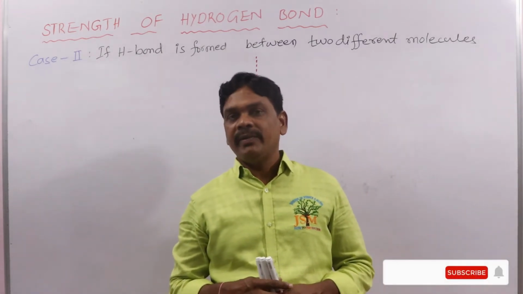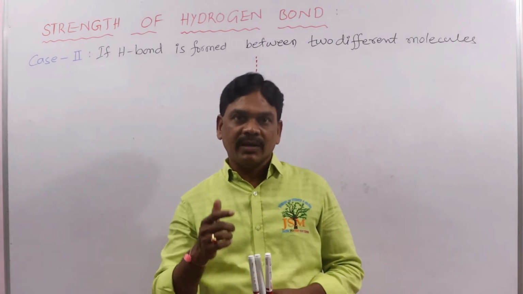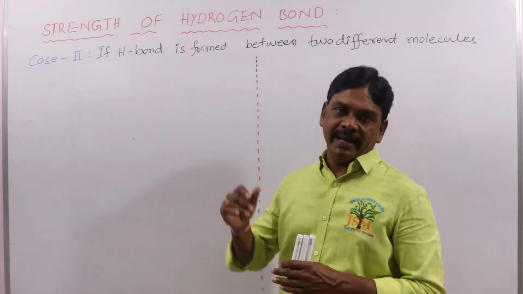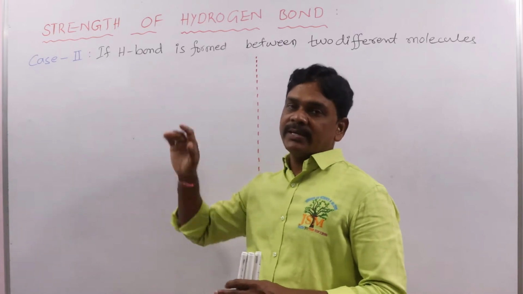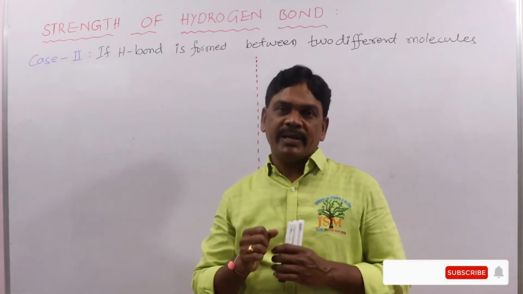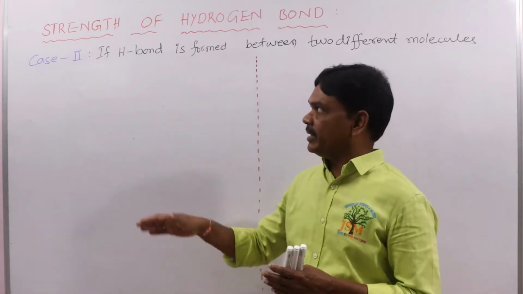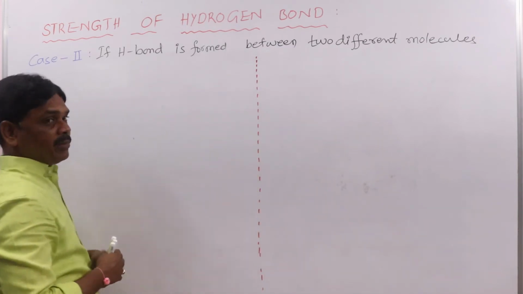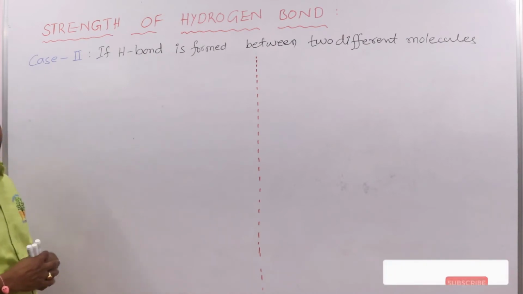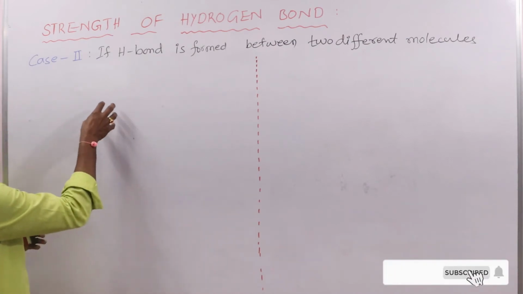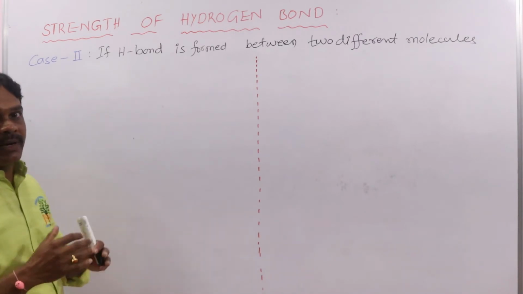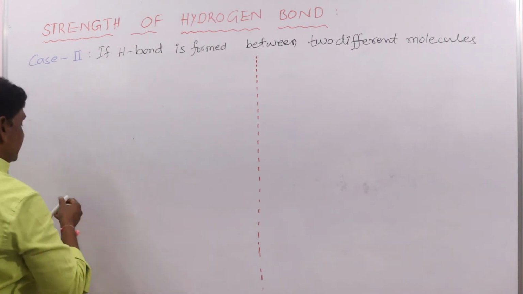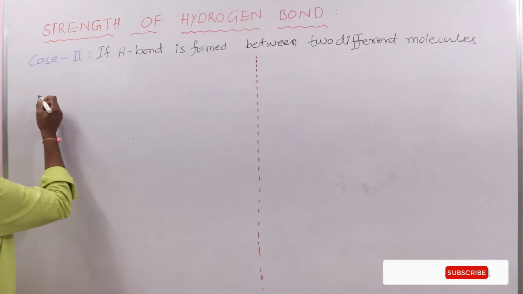Case 2: if hydrogen bond is formed between two different molecules. Just now I explained case 1, if hydrogen bond is formed between same molecules, which we already completed. Now this is case 2, hydrogen bond formed between two different molecules. In this we have two conditions: if the donor atom is same, and if the donor atoms are different.